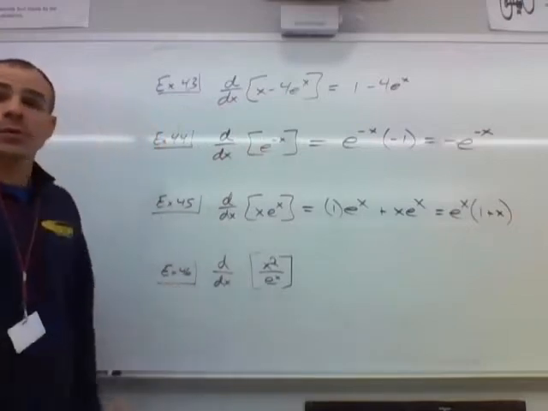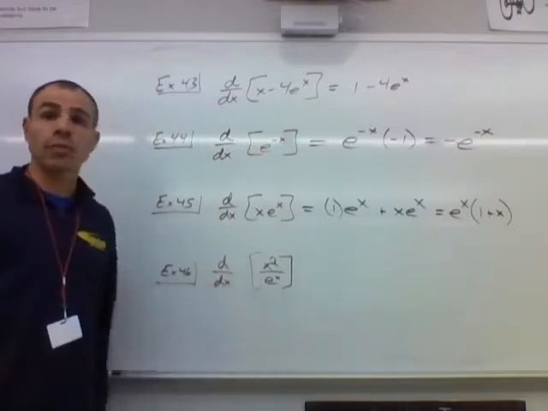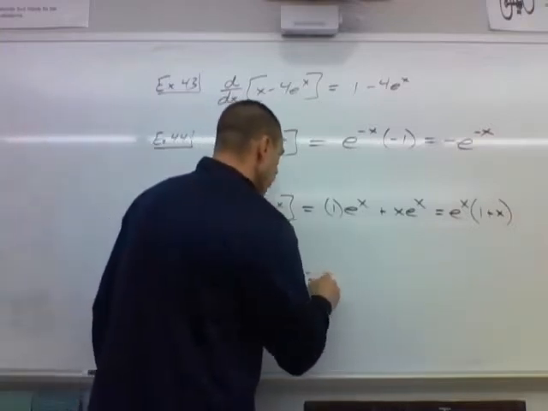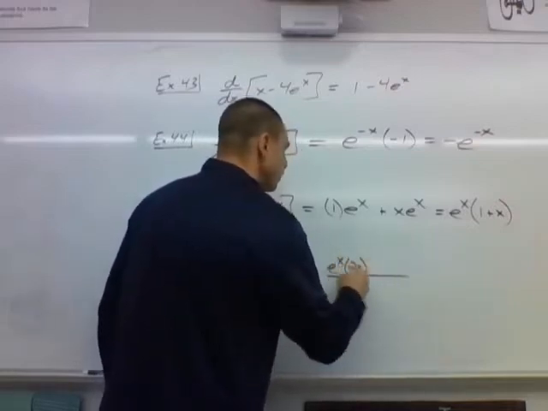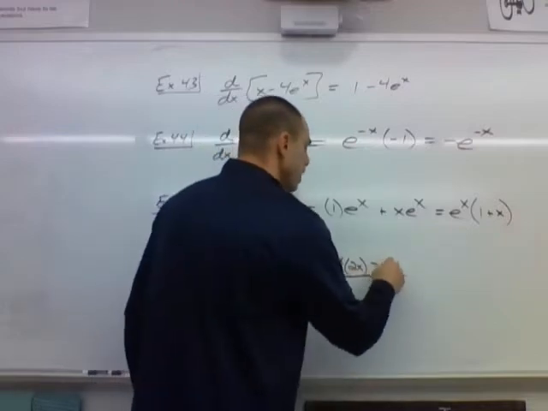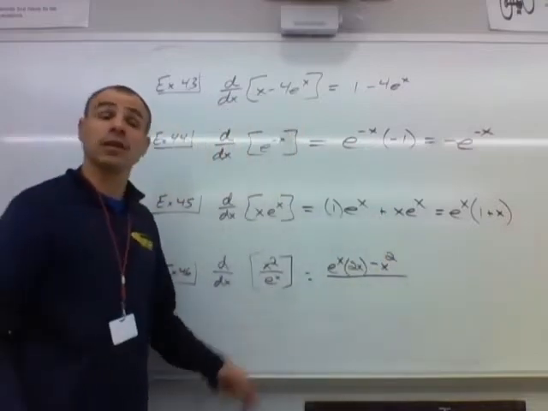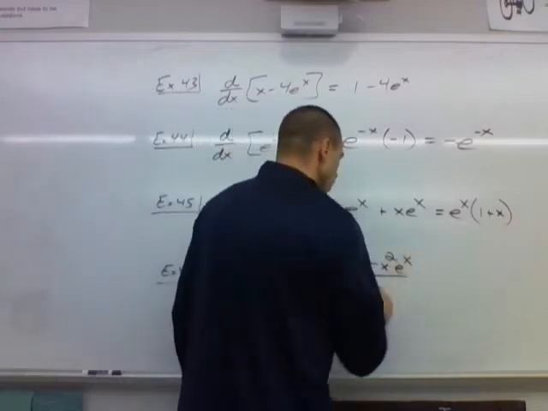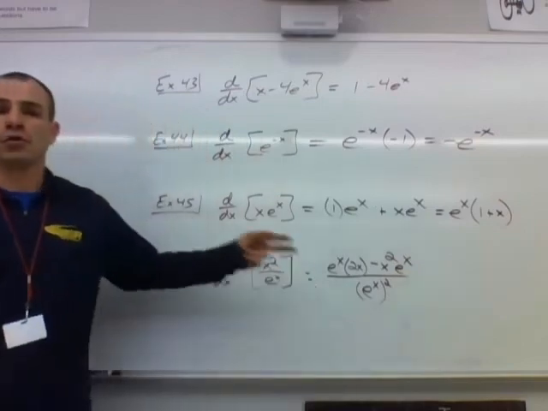And finally, example number 46, x squared divided by e to the x, quotient rule. All right, so here we go. Bottom d top minus top d bottom, and the derivative of e to the x is e to the x, all over the denominator squared. There's your quotient rule in action.